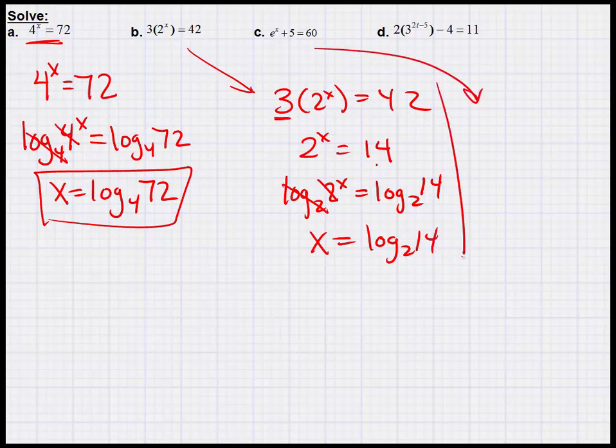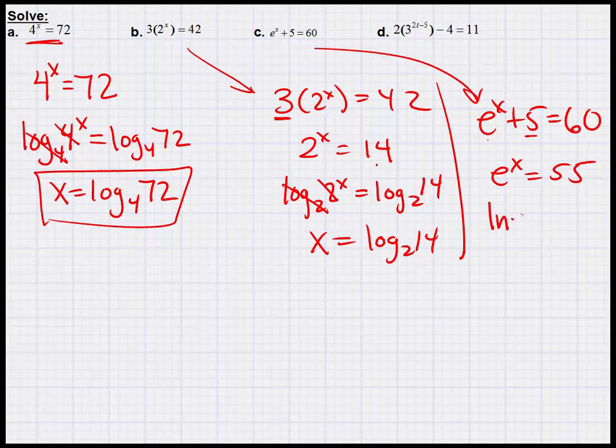Next one. e to the x plus 5 equals 60. Is the exponential isolated? No. Get rid of the 5. Subtract. Move it to the other side. e to the x equals 55. Can I write 55 as e to the x? No. So the one-to-one property doesn't work. Go to the inverse property.